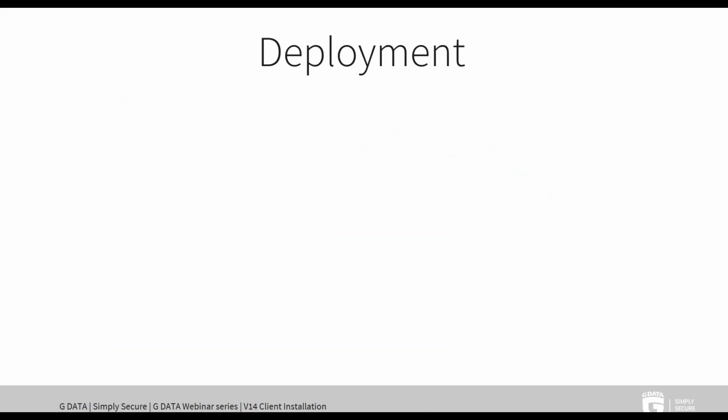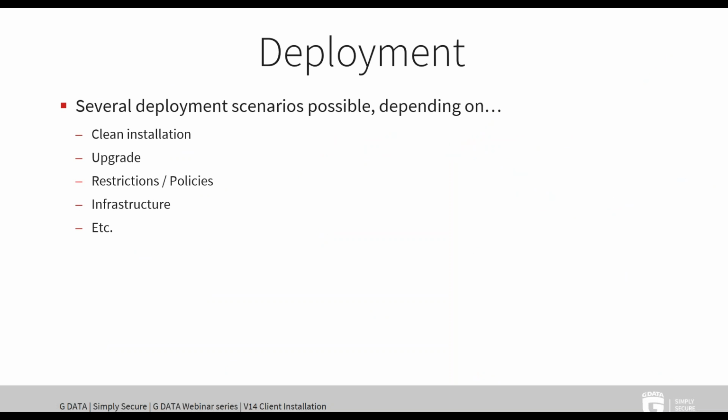Okay, let's dive in. We have a few things to look at, since there are several possible deployment scenarios. They depend on whether you want to perform a clean installation, or an upgrade of an older version of the GData software to the latest version, or whether you have certain restrictions or policies you have to adhere to given the company or customer you're working for, or if the infrastructure is limited or has certain features that must be planned with. Of course, this cannot fully cover all the topics that might appear in the real world, so I will just cover the basics within the deployment of the software.